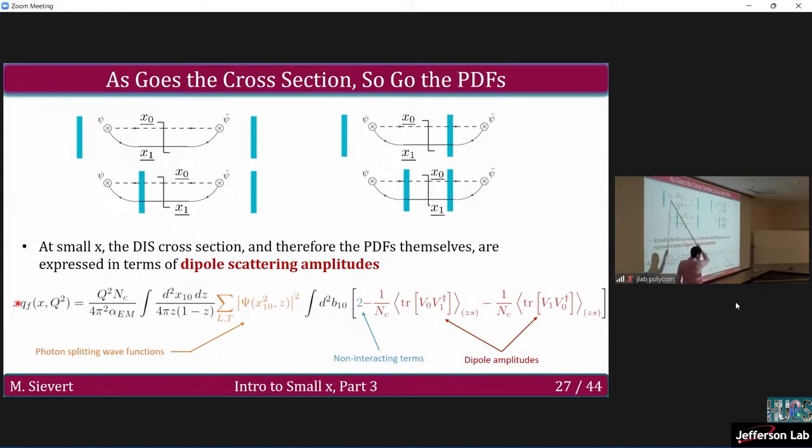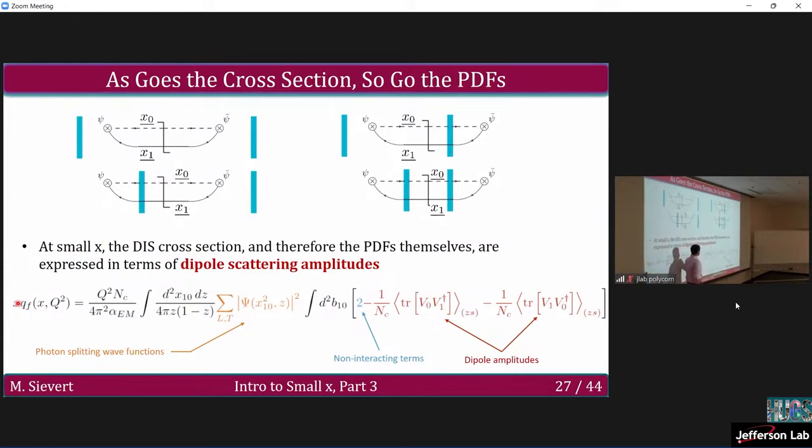This is a non-interacting term. This is not a contribution to the T matrix. It's a contribution to the S matrix. But when I add up all of the contributions, that exactly cancels the non-interacting part of the Wilson lines. If I replace these guys by 1, I get 0 as I should. So summing over all of the time orderings gives me an expression for the PDFs in terms of dipole amplitudes.